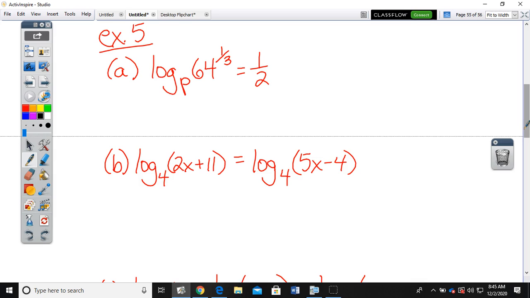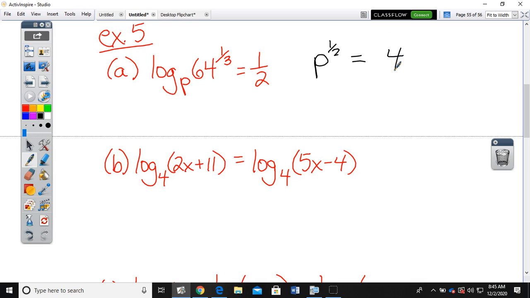All right. Example 5. We are solving it for the variable. So, in order to do that, let's change it to exponent form. What's my base? P. What's my exponent? 1/2. Remember, the exponent is always the answer to your log problem. Equals 64 to the 1/3. So what is 64 to the 1/3? We can go ahead and do that. Is that 4? Is that right?